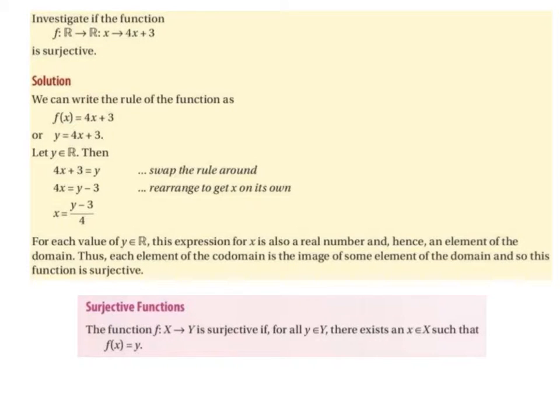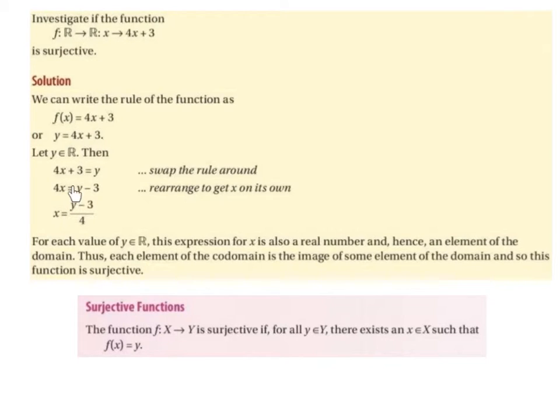Investigate if the function f: R → R, f(x) = 4x + 3, is surjective. So we can write the rule of the function as f(x) = 4x + 3, or just y = 4x + 3. Then we're going to let y be an element of the real number set. Then we get 4x + 3 = y, so we just swap the rule around.